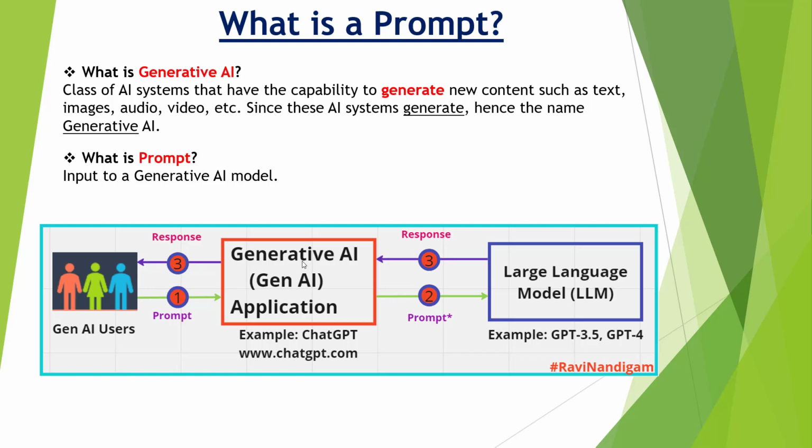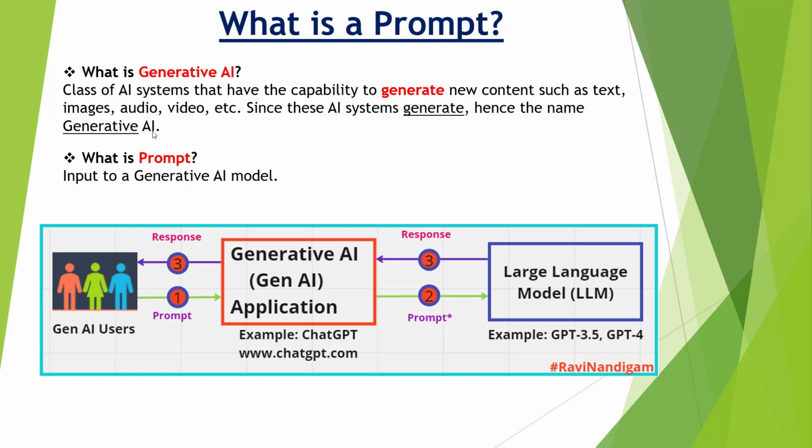Before we understand what is a prompt, let me quickly recap what are generative AI systems. Generative AI, or in short Gen AI, are a class of AI systems that have the capability to generate new content such as text, images, audio, and video. Since these AI systems generate new content, hence the name generative AI.